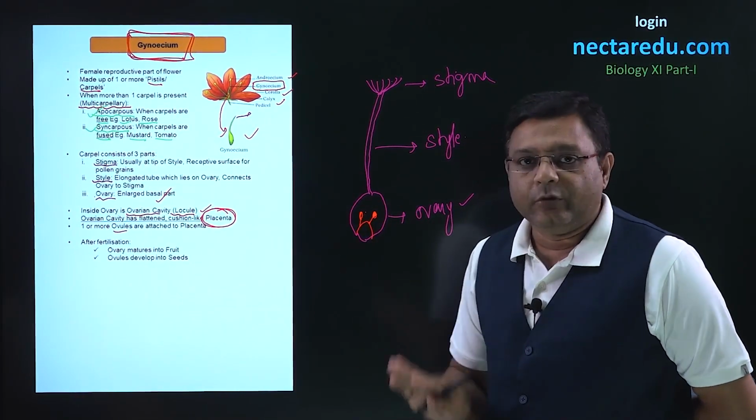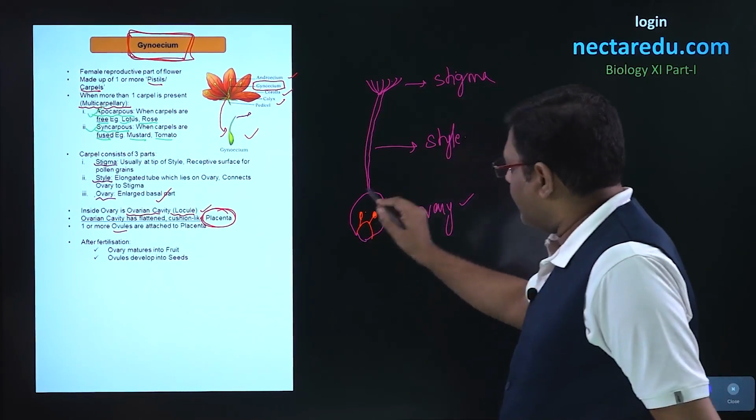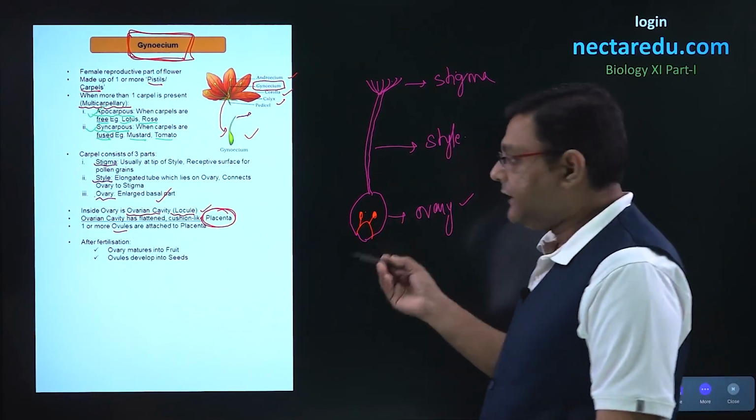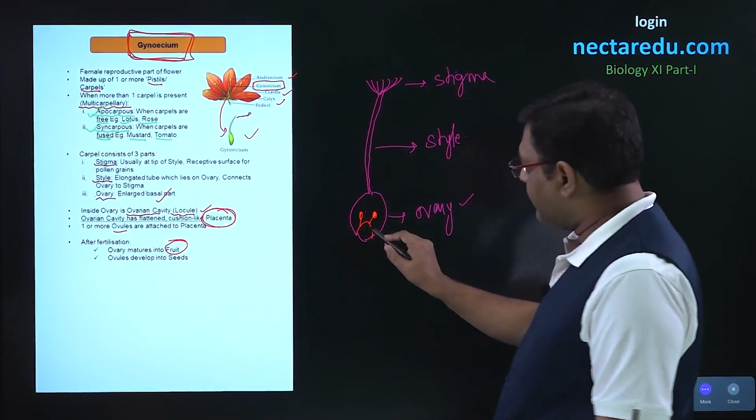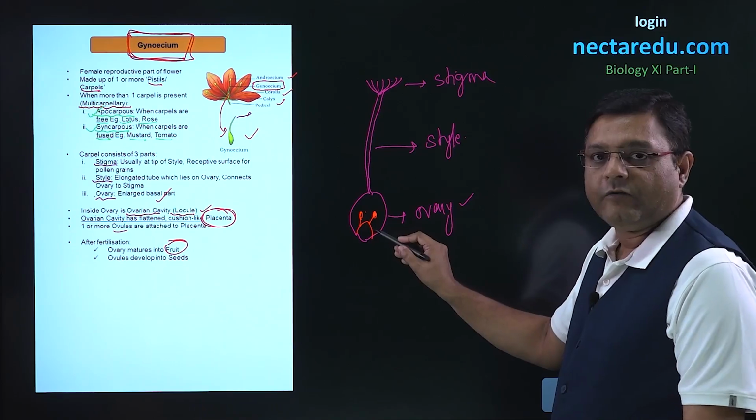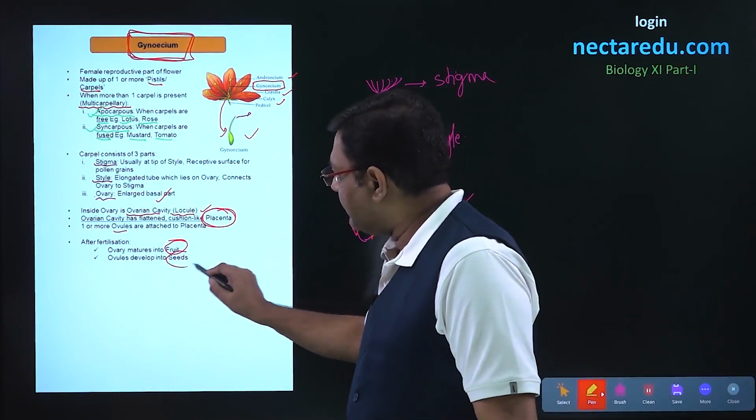The thing to be noted here is that the ovary that we are talking about will in fact mature into a fruit, and the ovules which are present inside the ovary will in fact form the seeds.